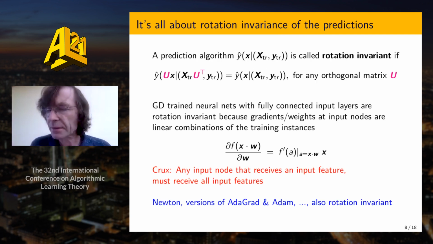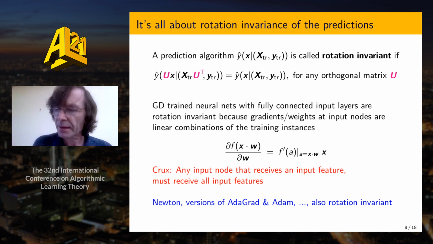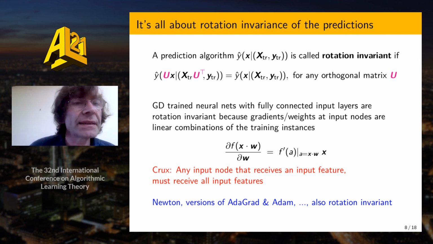Key thing is rotation invariance, right? Rotation invariance, what is that? You have a predictor, which is this mapping. It relies on the examples, right? The past examples, the training examples, let's say half of the matrix. And then this is a test instance. And that's the prediction. Good. Now, if you have the property that if you rotate the training instances and the test instance, nothing changes, then we say it's rotation invariant.